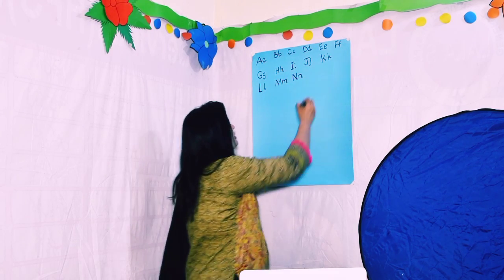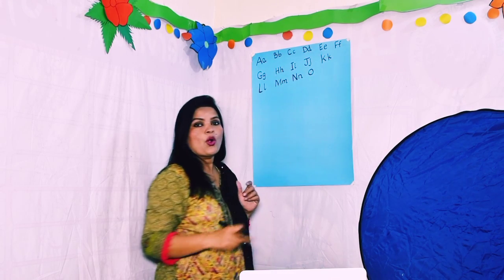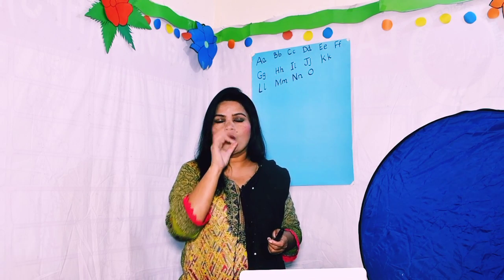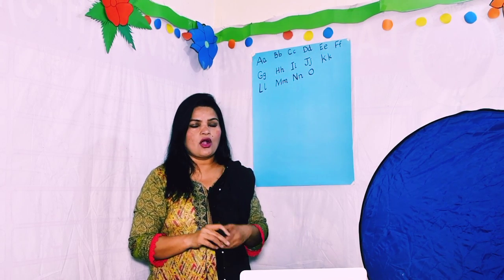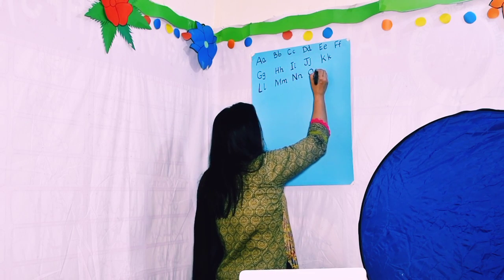Then O. What is the alphabet? O. And what is the sound of O? O. O means O for orange. O for orange.